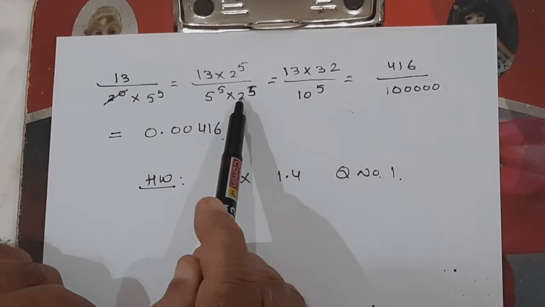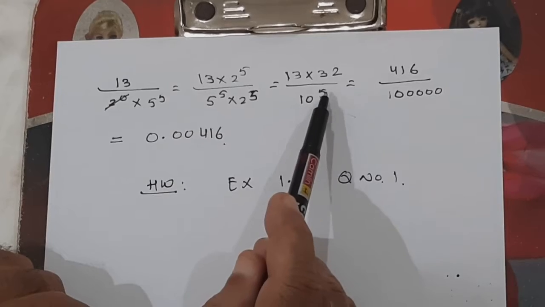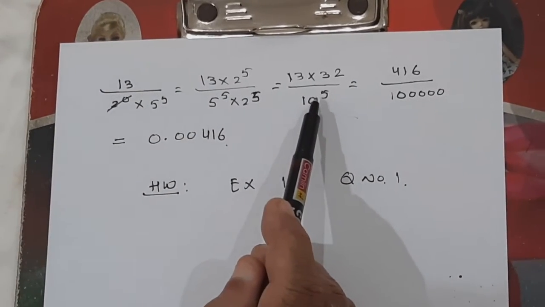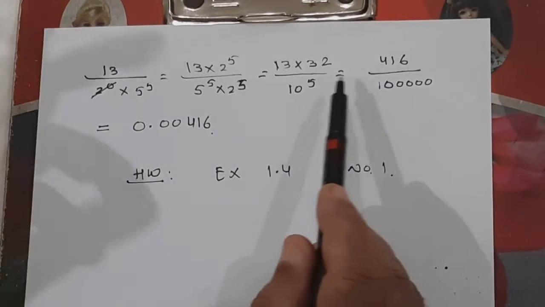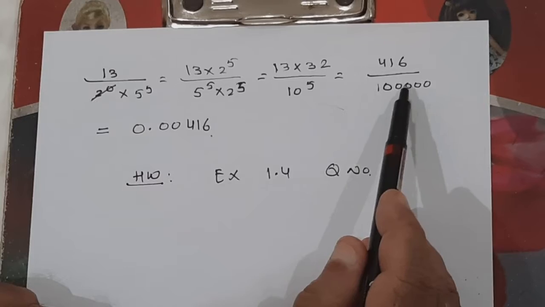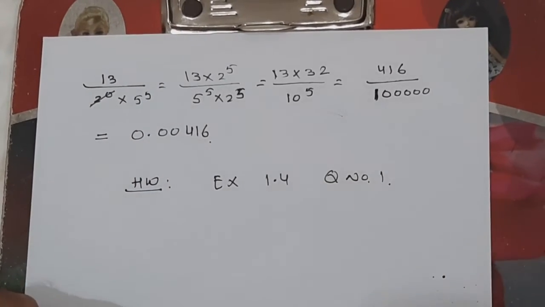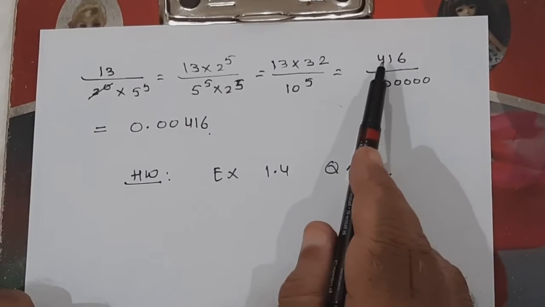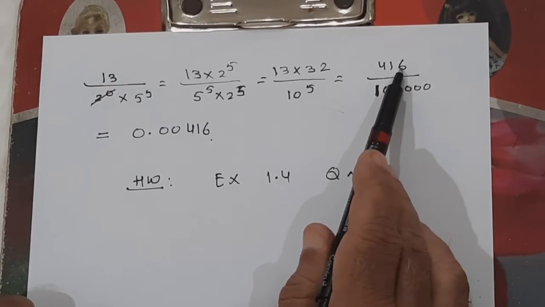And 5 into 2 is 10. And the power is 5. Now 10 raised to 5. I told you when the power is 5, then it will be 5 decimal places. Let us see how. So 10 raised to 5 means 5 zeros will be there. 1, 2, 3, 4, 5. So 5 zeros should be placed on the right hand side of 1. So this is 416. 13 multiplied by 32, 416.